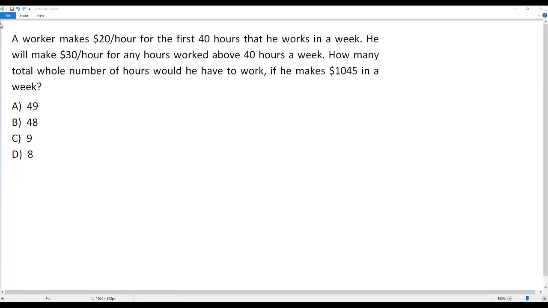A worker makes $20 per hour for the first 40 hours that he works in a week. He will make $30 per hour for any hours worked above 40 hours a week. How many total whole number of hours would he have to work if he makes $1,045 in a week?